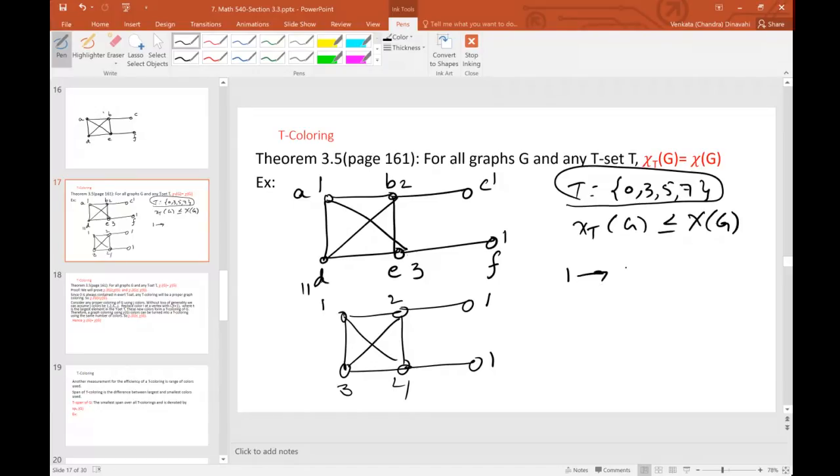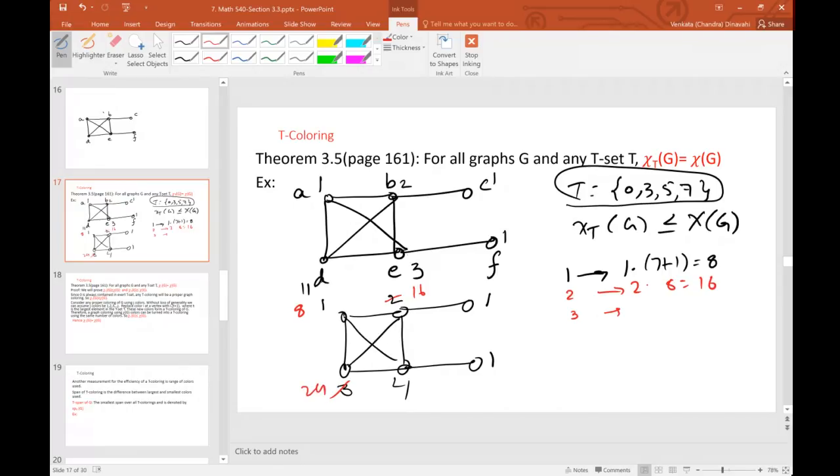Now I want to give a T coloring. The way you need to do that is take each and every color and replace it. For example, take color 1 and replace that with 1 times... What is the biggest number in the T set? That is 7. You multiply that by 7 plus 1, so that is 8. So you replace color 1 with 8.